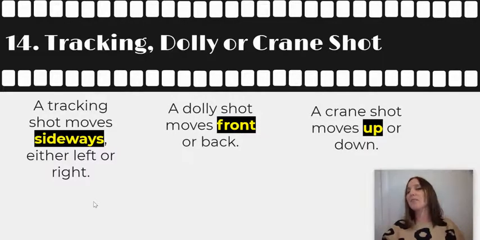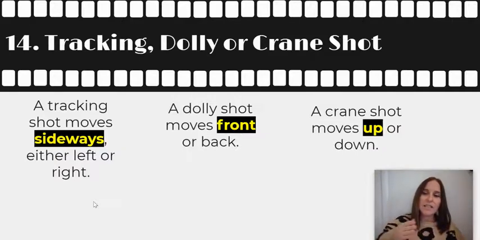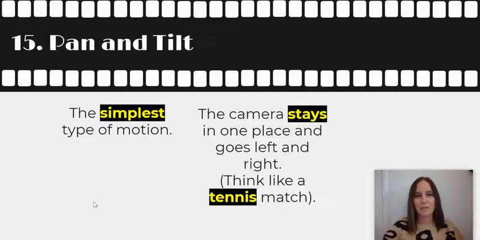All right, so these are movements. Tracking, dolly, or crane shot. A tracking shot moves sideways, either left or right. A dolly shot moves front to back, and a crane shot moves up or down. So we have tracking, we have dolly, and we have crane. Those are the 3 types of movements.